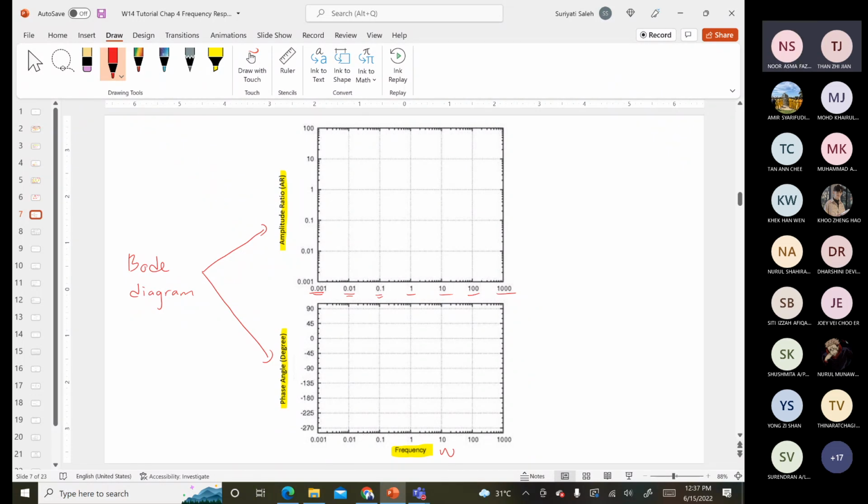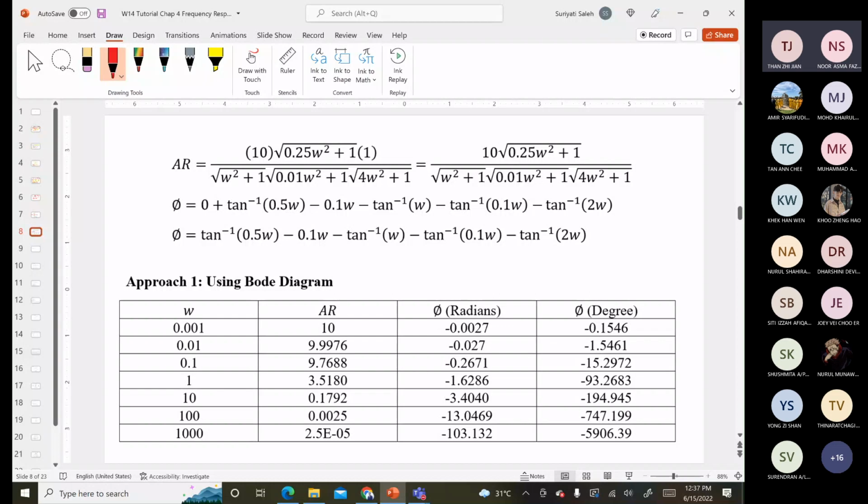So here we want to plot the Bode diagram. That means we need to calculate the value of amplitude ratio and the phase angle at different values of your frequency. The frequency that we are going to use is from 0.01 to 1000. This is the sample of the calculation, where you can see in the table we have the frequency W starting from 0.001, 0.01, 0.1, 1, 10, 100, and 1000.